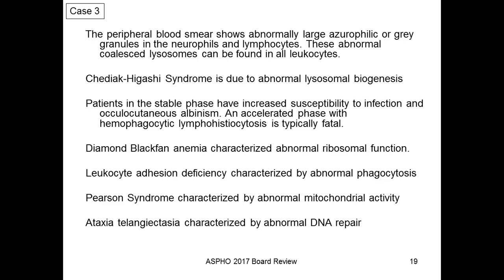As has already been noted, patients in the stable phase have increased susceptibility to infection and oculocutaneous albinism. But there's also an accelerated phase that typically results in hemophagocytic lymphohistiocytosis and can be fatal. The other choices I gave you: Diamond-Blackfan anemia is characterized by ribosomal abnormalities. Leukocyte adhesion deficiency is characterized in part by abnormal phagocytosis in addition to migration problems. Pearson syndrome is a good example of mitochondrial activity problems. And just as one example of a syndrome that has abnormal DNA repair would be ataxia telangiectasia.